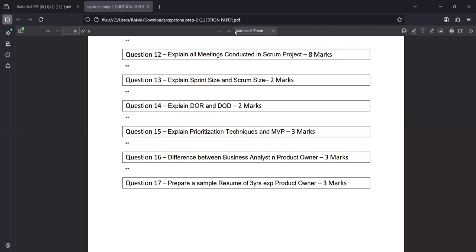And at last, the 17th question: you need to prepare a sample resume of 3 years of experience for the product owner. This is about Capstone project 2.